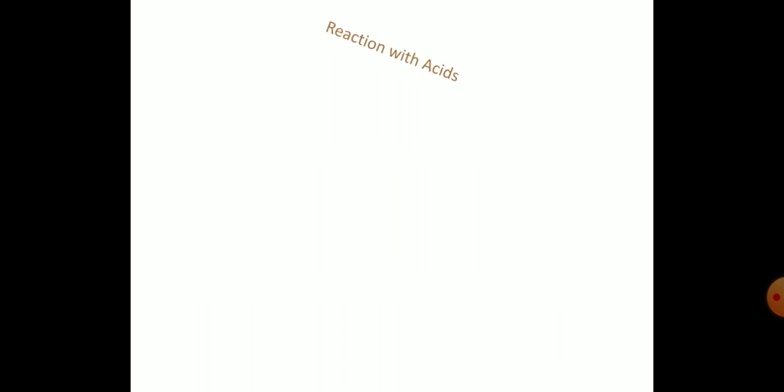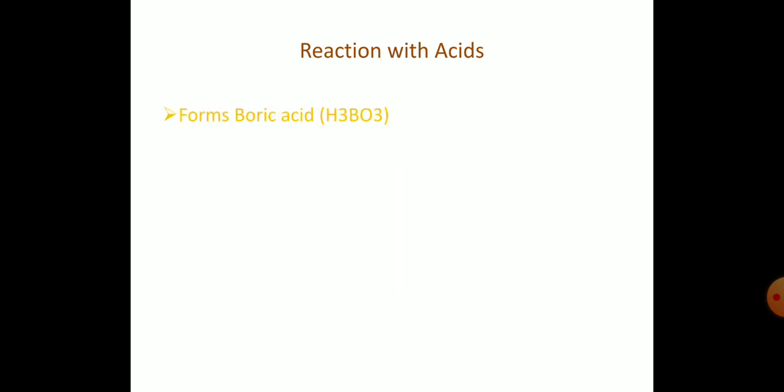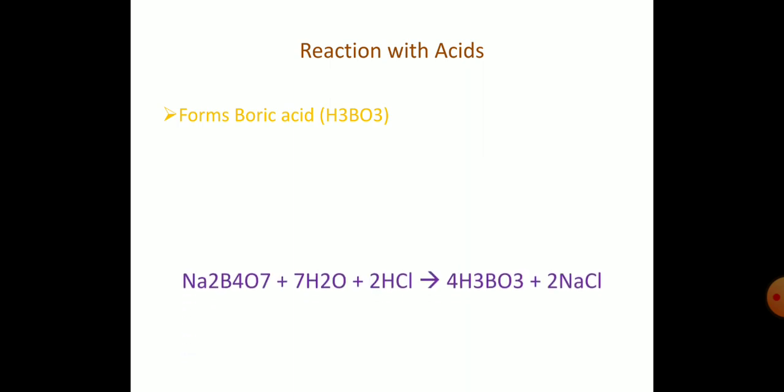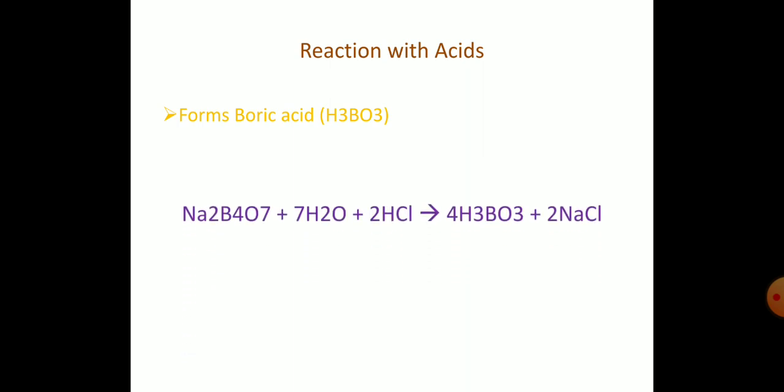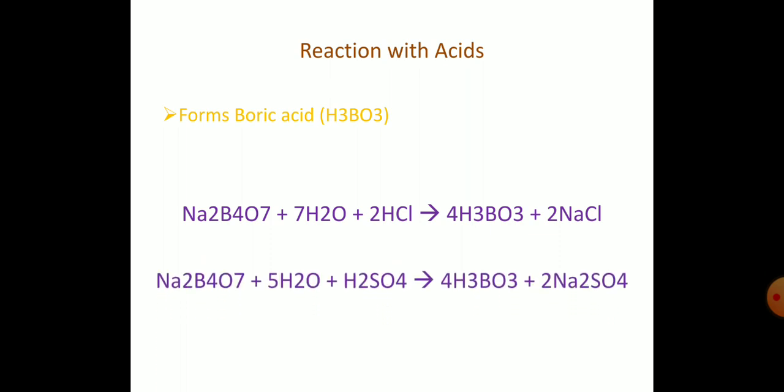Then chemical property number 3 is reaction with acids. When borax reacts with acids, the product is boric acid. What is the formula of boric acid? H3BO3. This is the chemical equation explaining the reaction of borax with acids. Here hydrochloric acid is taken. Then in the next equation sulfuric acid is taken.